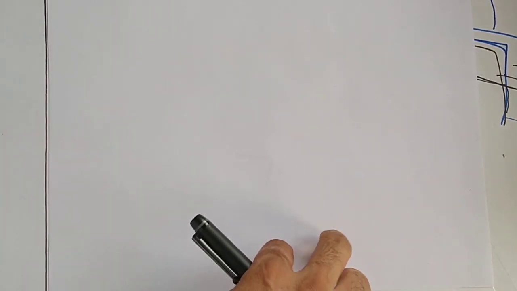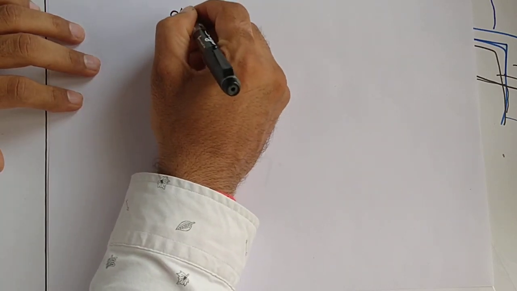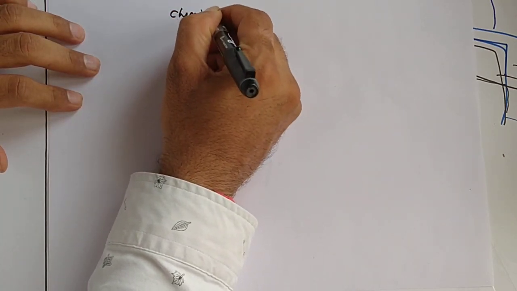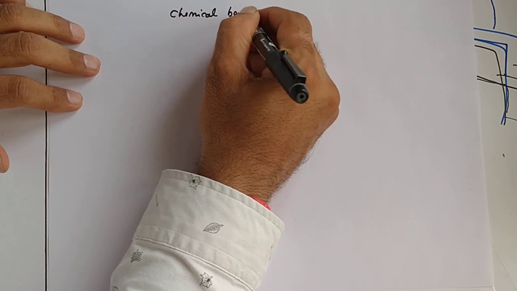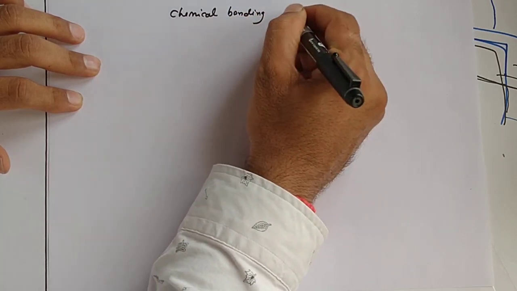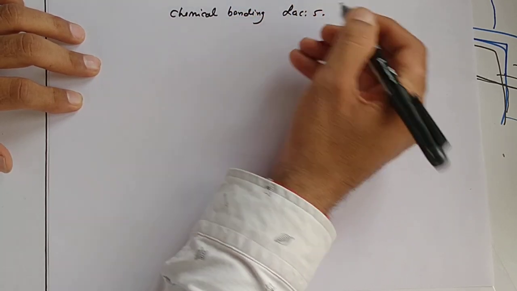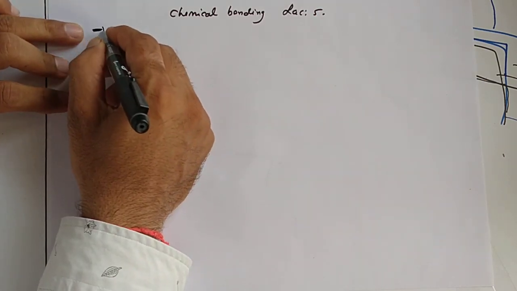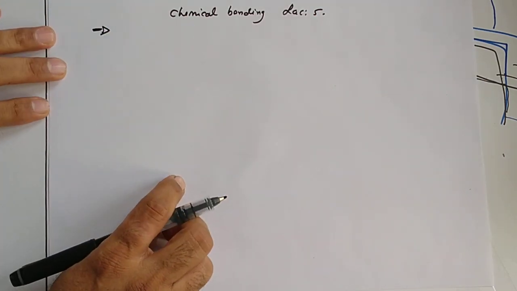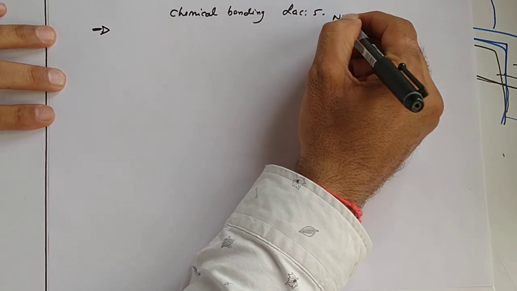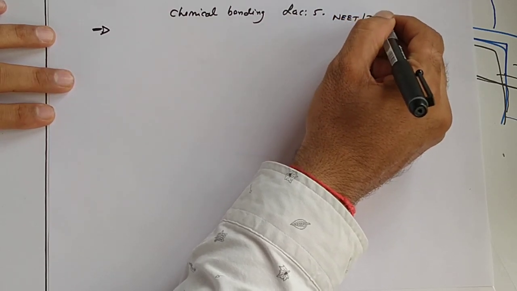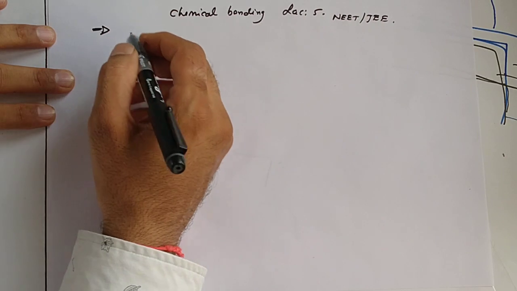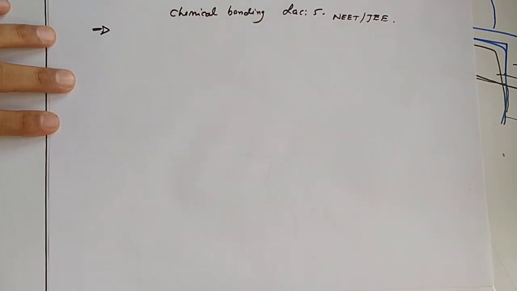Today we are in our lecture number 5 for NEET and JEE, chemical bonding. In last lecture we discussed bond angle and some tricks to find bond angles.